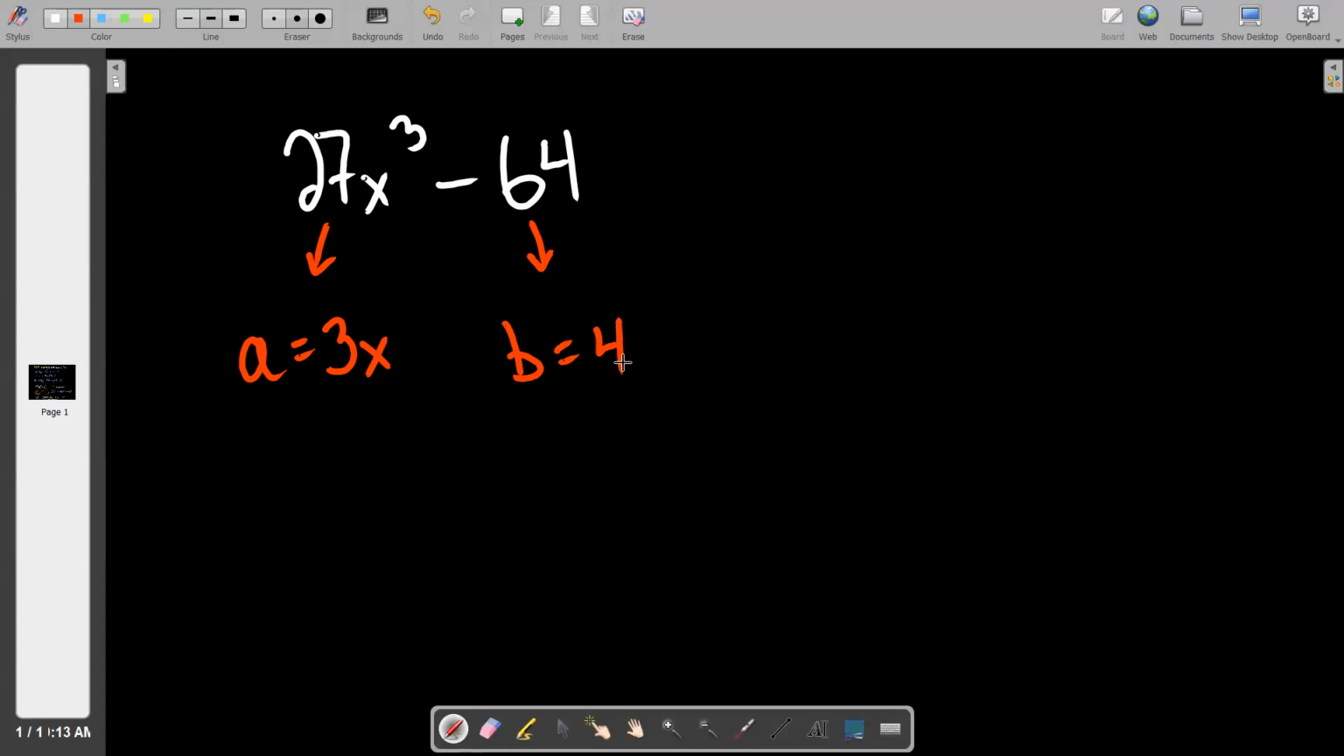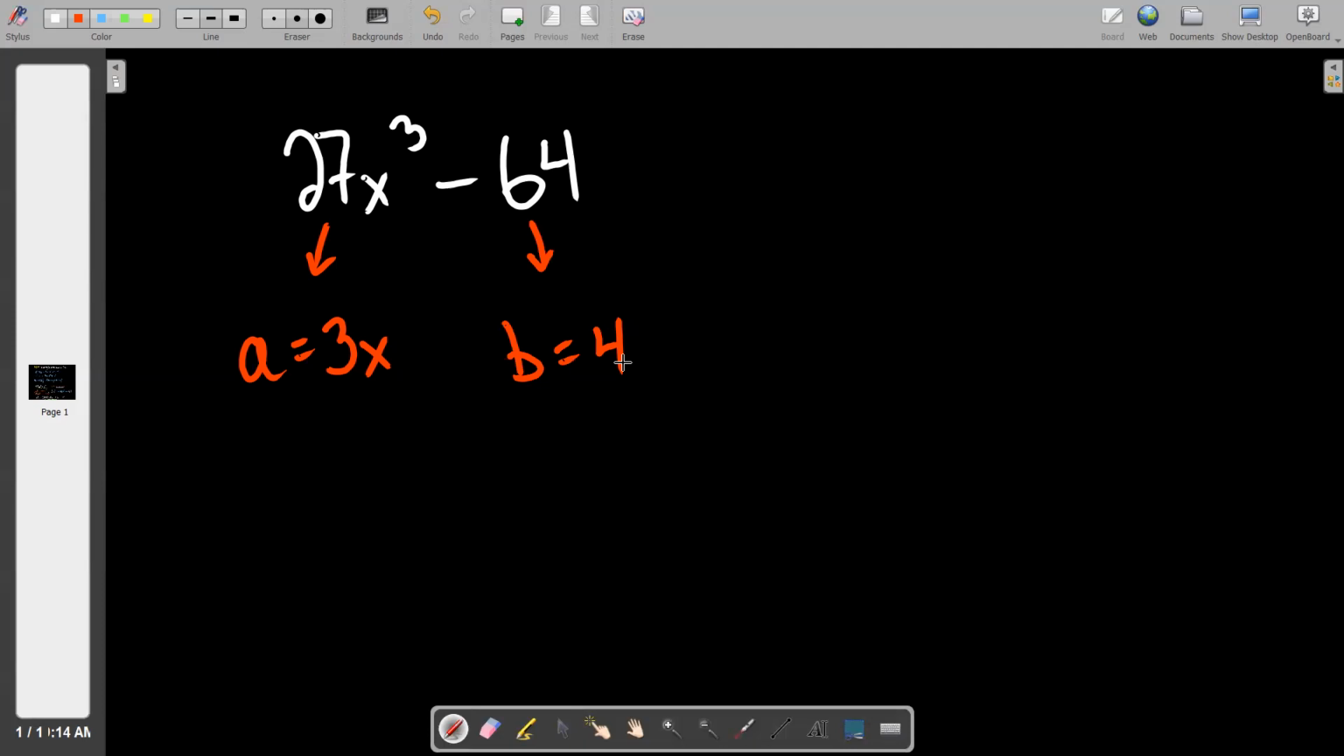I appreciate the sentiment of saying negative 4, but this other formula that I'm going to give you will already have taken into consideration the fact that there's a minus sign in the middle. So when naming your a and b, don't take that middle sign into account. All right, so a is 3x, b is 4. Any questions about how we're getting those numbers?